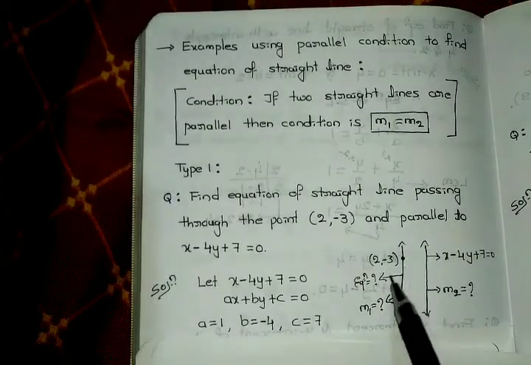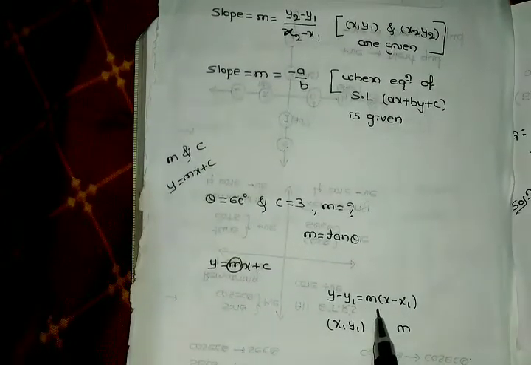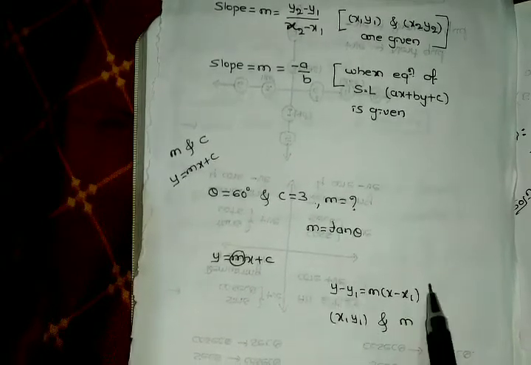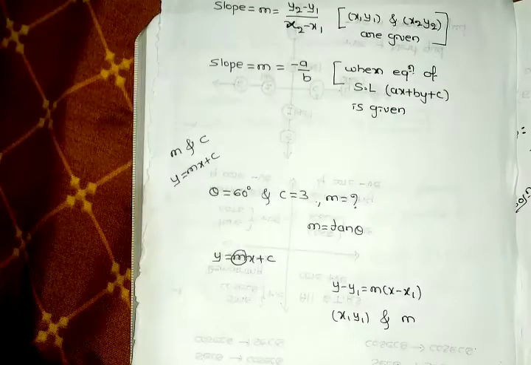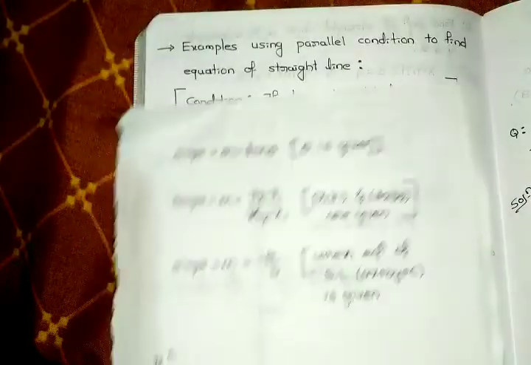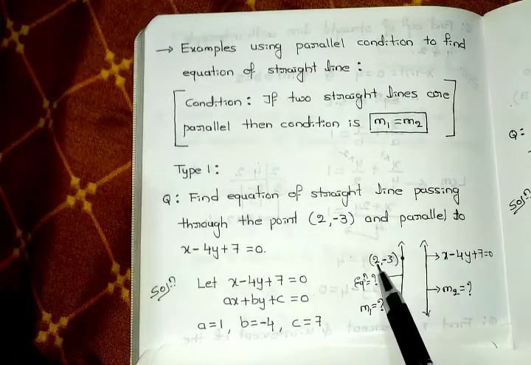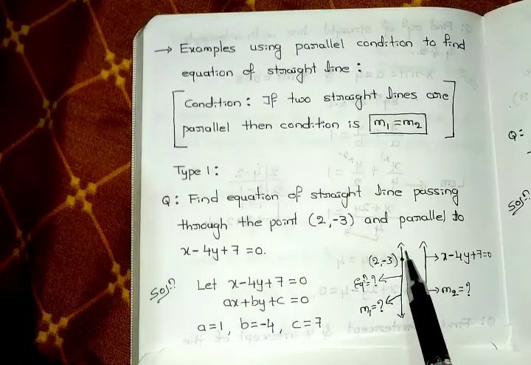When a line passes through one point, which formula are we going to use? This one: y minus y1 is equal to m into bracket x minus x1. To apply this formula you need the m value, that is the slope, and you need the x1 and y1 values. Here one point is already given, (2, -3), but the slope is not given.